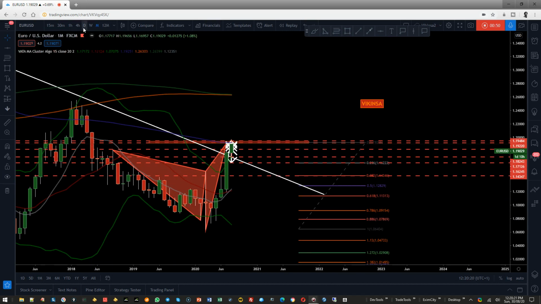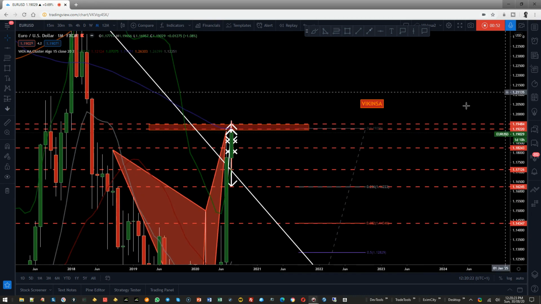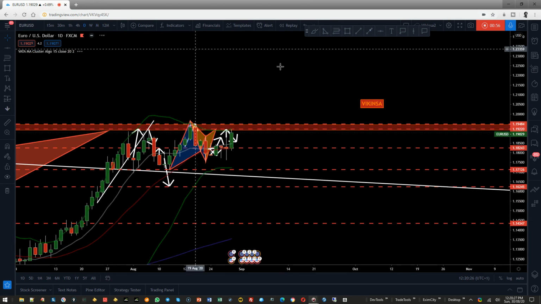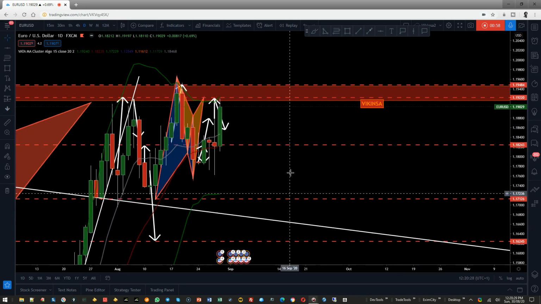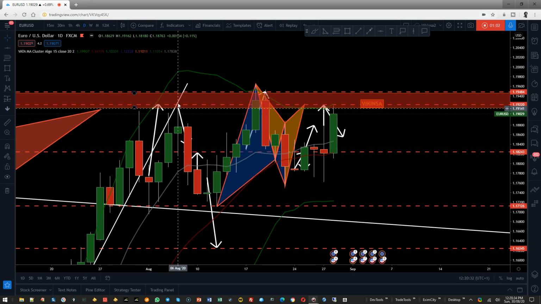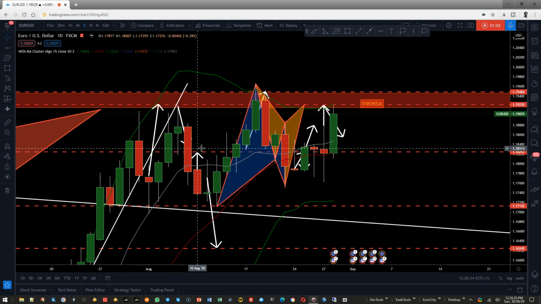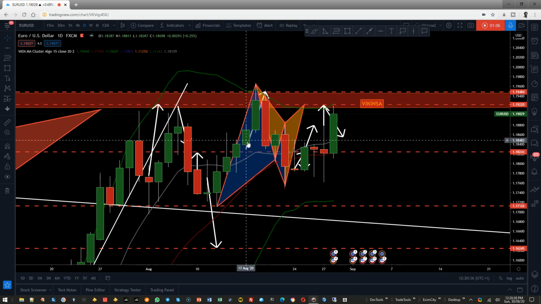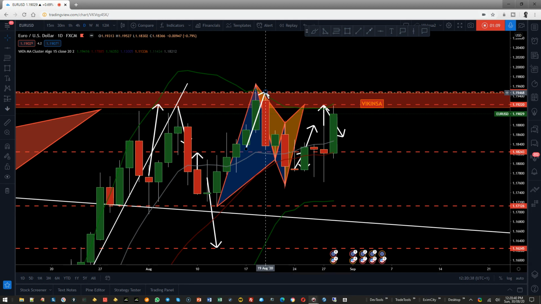Let's start from there. So we know that we were watching this particular zone for our short opportunities and long opportunities, and we found very good trades around here. One was right there, there was another here, another here. Then we knew that the market was going to come back into this zone.